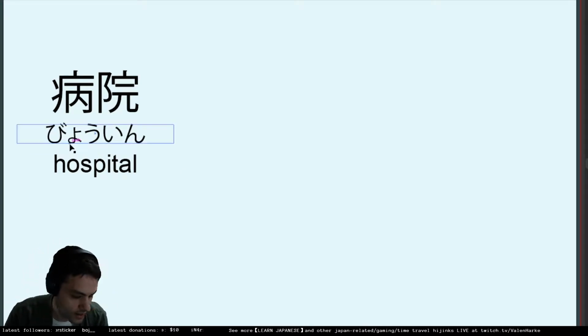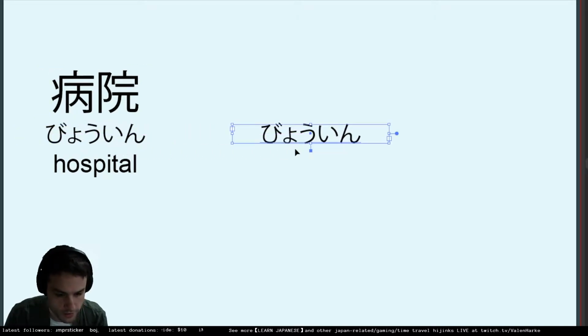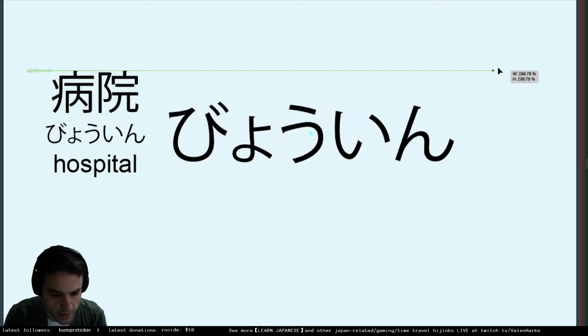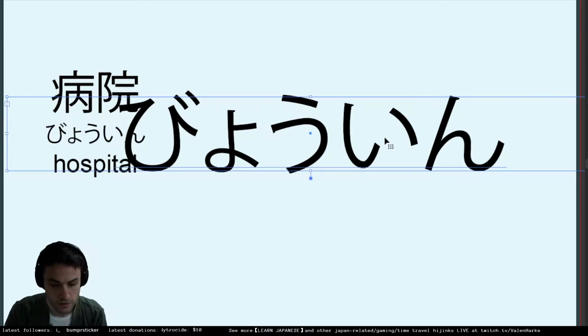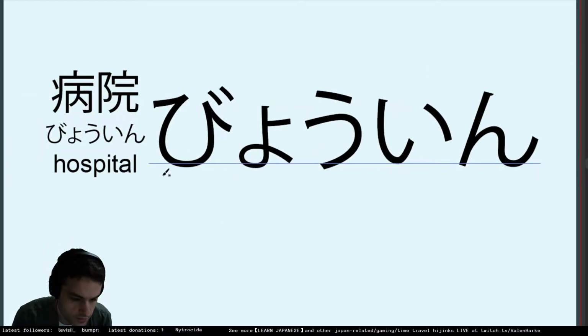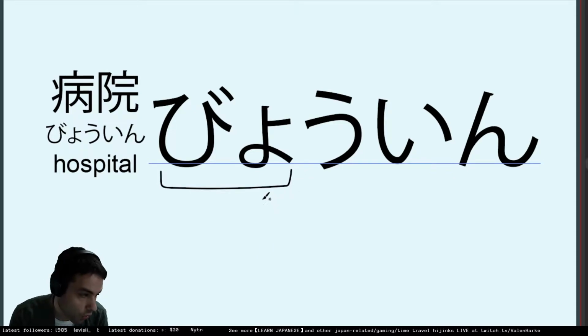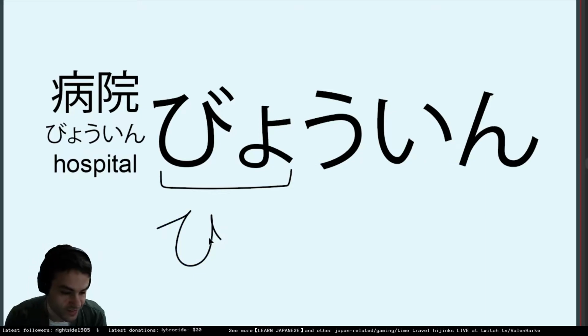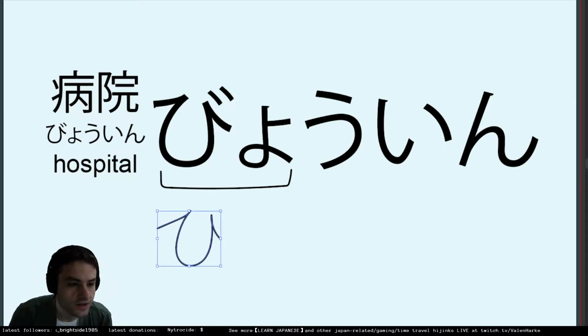What you want to be careful of is, look at this. Look at it. All right? Look at it real hard. Because I'm going to make it real big so you can look at it real hard. What's going on here? What's this? This is byo, right? Byo. It's not bio. What's the difference? Why is my stroke so tiny? There we go.